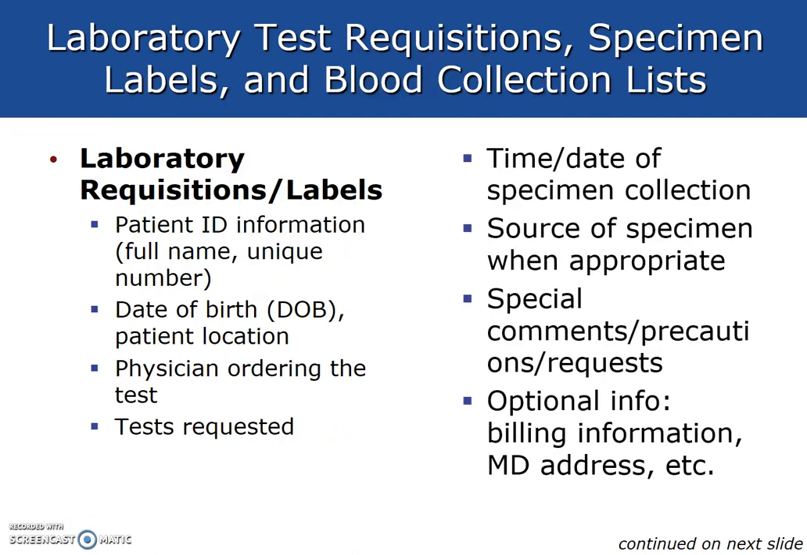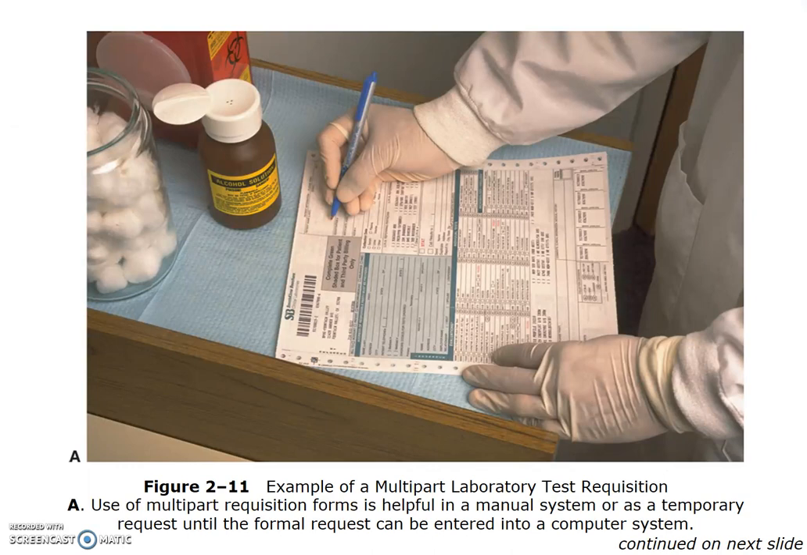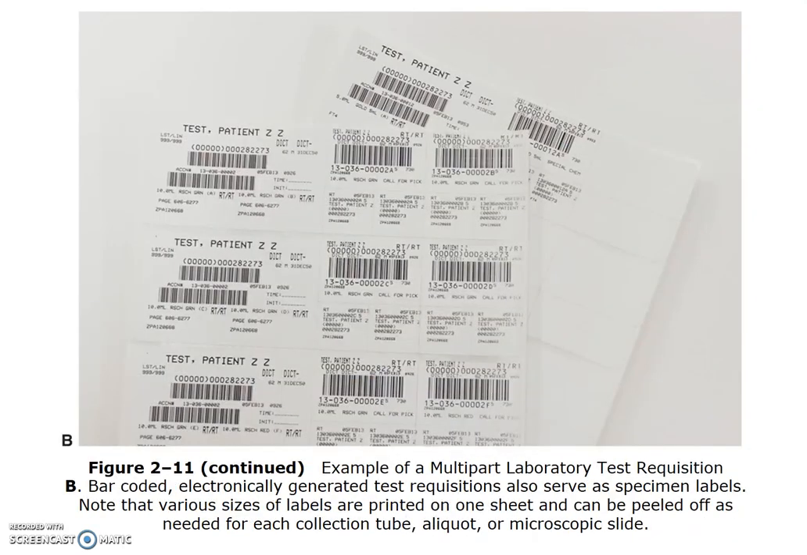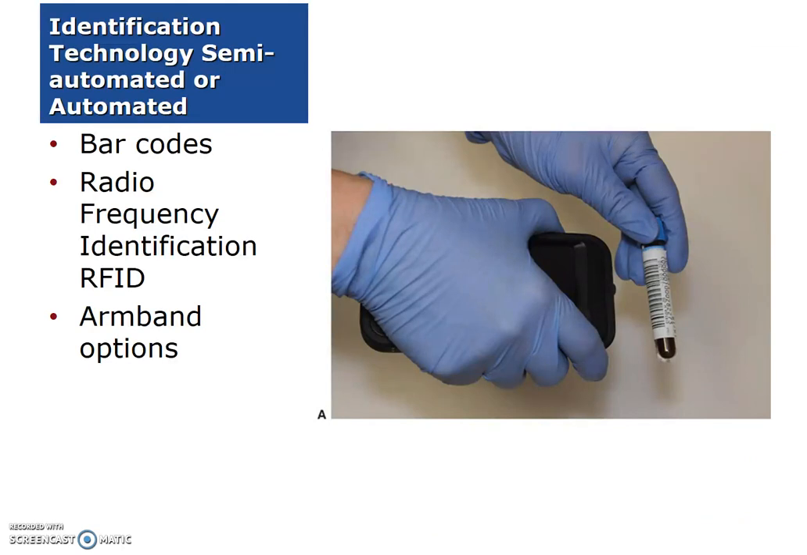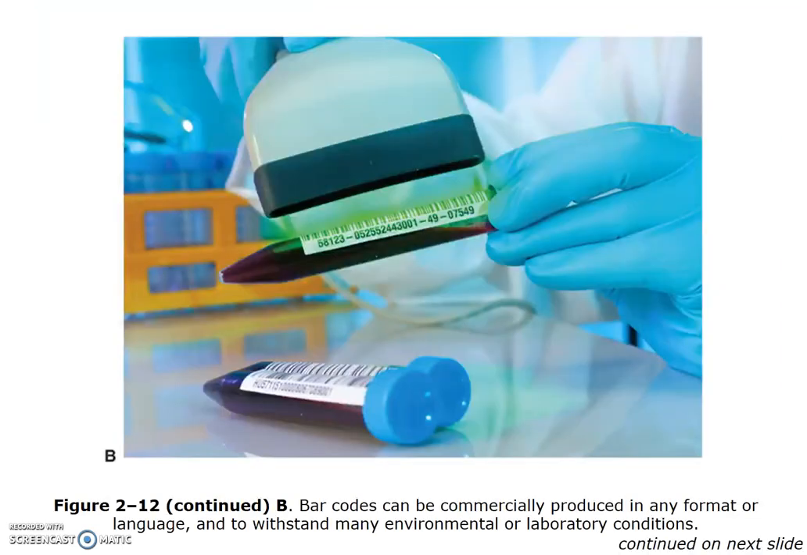The laboratory requisition and label, I will have you review this on your own. I will be covering this in detail in class. There are different types of technology, semi-automated and automated. We have barcodes, RFID, and armband options. This gives you the barcode option, where we could scan a specimen in.